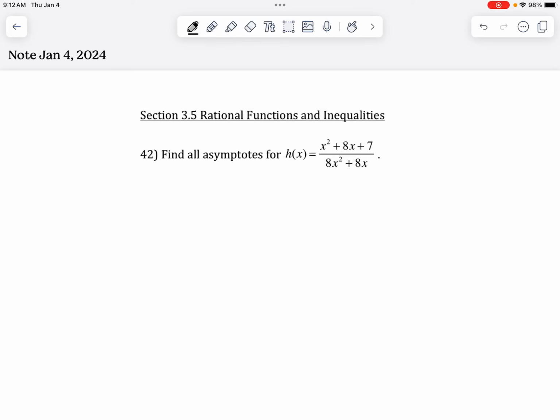So here we have a rational function, and we're supposed to find all of the asymptotes. So I'm going to do the horizontal asymptote first. And for the horizontal asymptote, it's basically saying if x is going to infinity, then what is y going to?